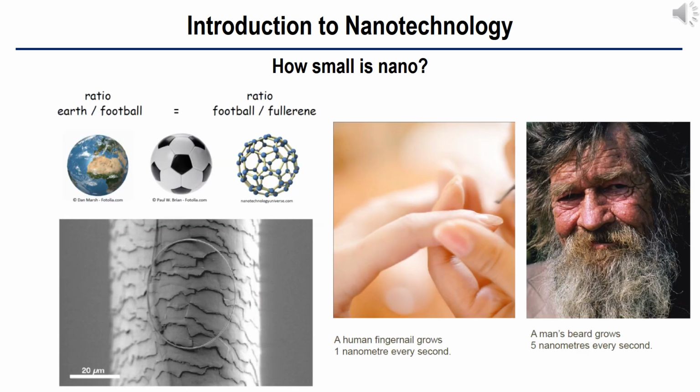Can you feel the size of the nanoparticles just seeing the diagram? You may not be capable of feeling the size. For your understanding, let us use the Earth and a soccer ball. If we compare the Earth to a soccer ball, we can compare a soccer ball to the full arena. Therefore, a soccer ball is a harmonic mean of the Earth and the full arena.